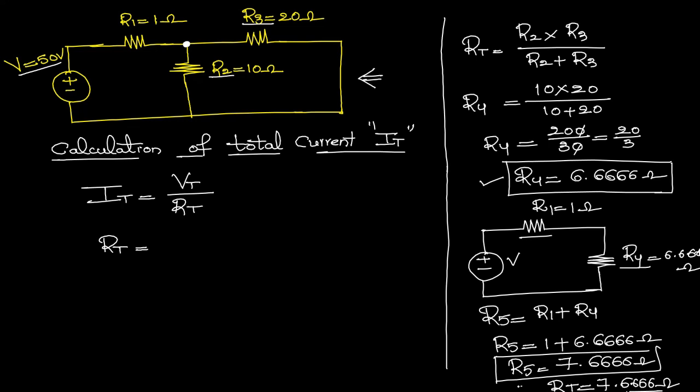Now substitute this total value of resistance here. The value of total voltage is how much? 50 we are applying, divided by the value of total resistance, which is how much?